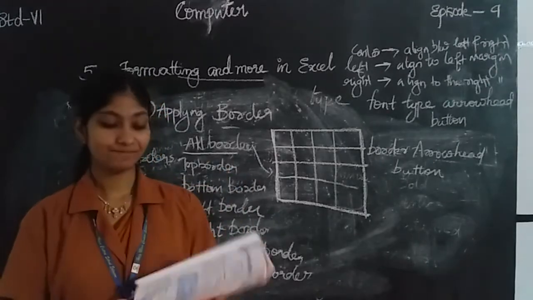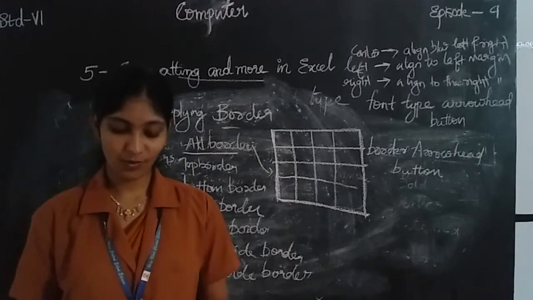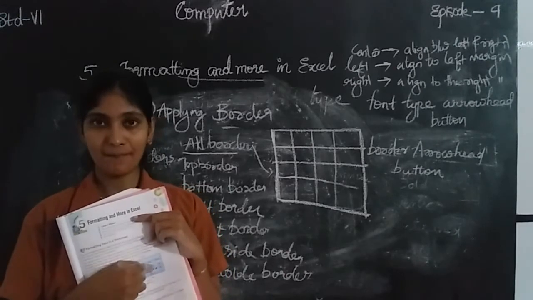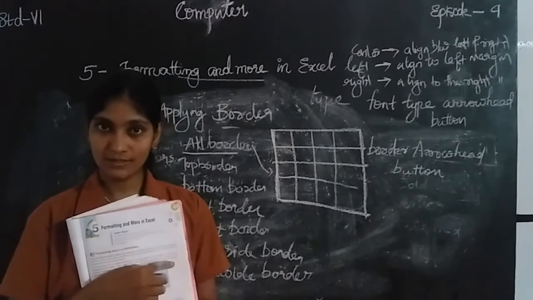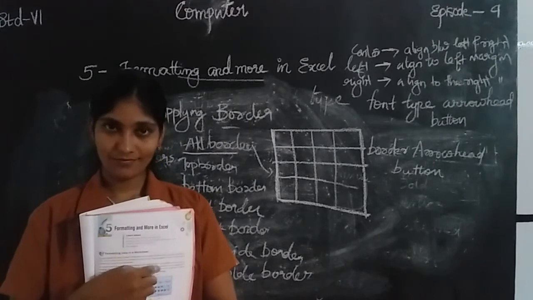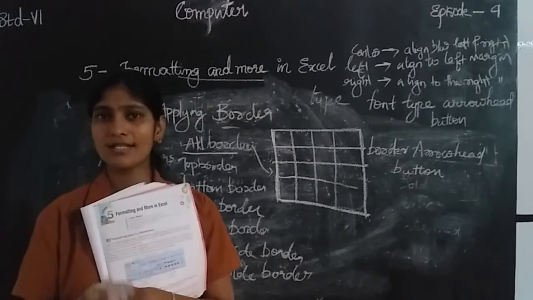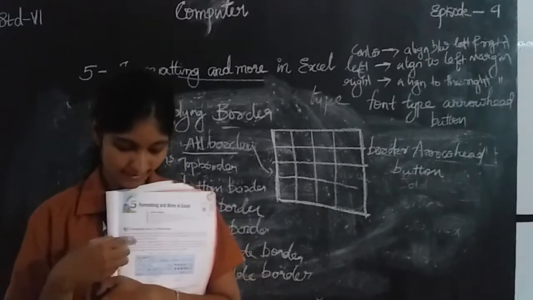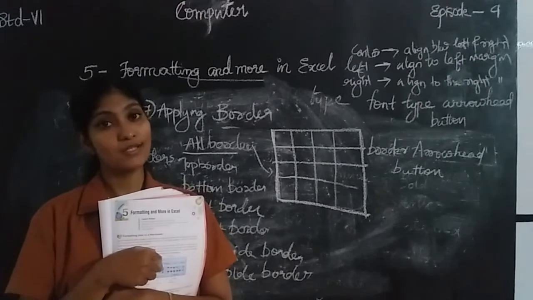Then next, changing the font size. So changing the font size means here there is a number, that is the font size arrow button. So you can select the font size from the font size arrow button. So here in the example, there is a number that is 11, so you can change it to 18, 16, 14, etc. That is the font size arrow button. So first, this is the font type arrow button, then there is the font size arrow button.